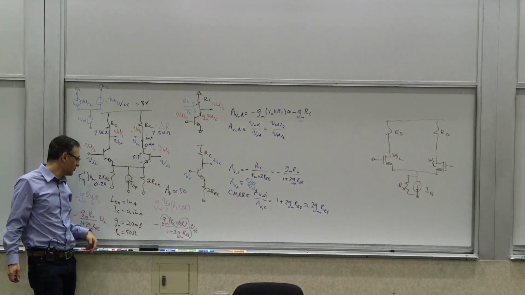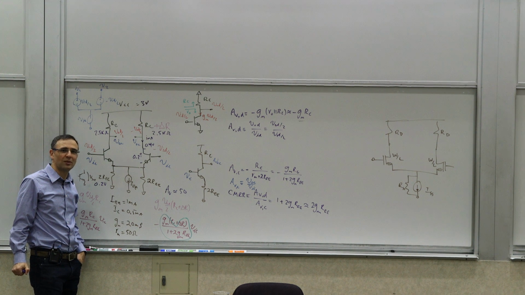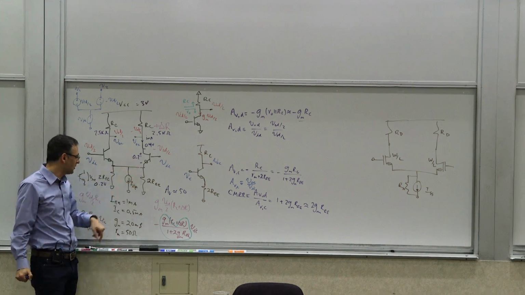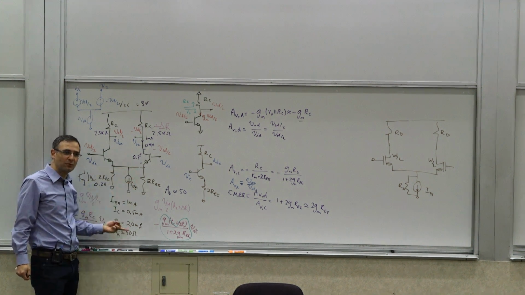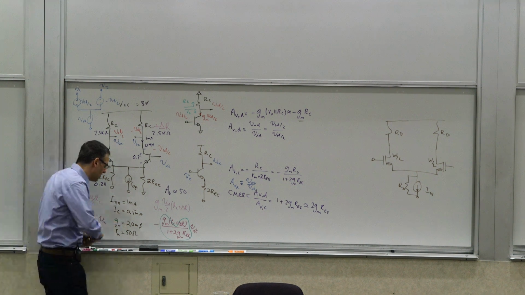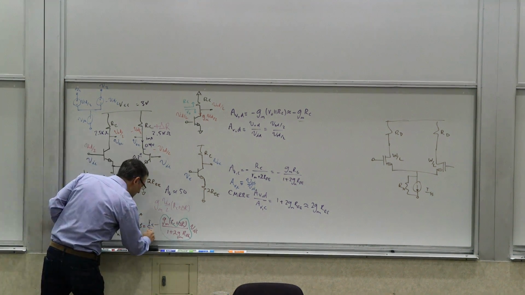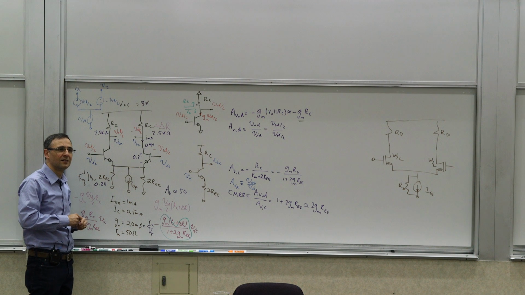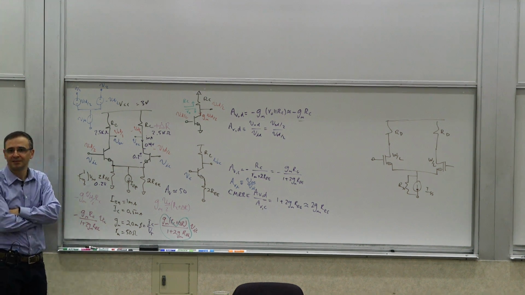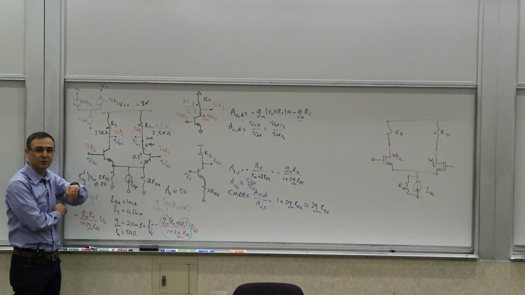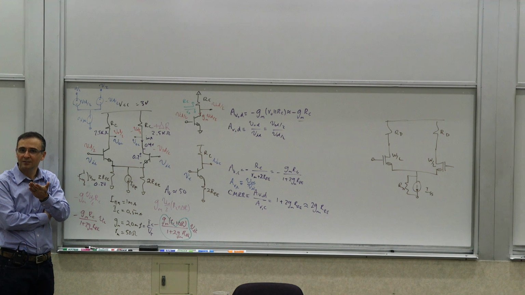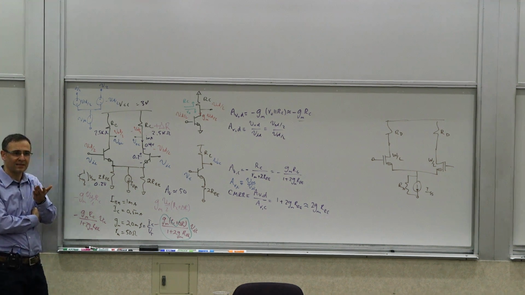GM, how different would it be in that case? What would it be if I reduce this by a factor of 4? So GM would be what? GM is proportional to IC, right? It's IC over VT. So what would happen to GM if I made this factor of 4 small? It would become a factor of 4 smaller. So it becomes 5 millisiemens.